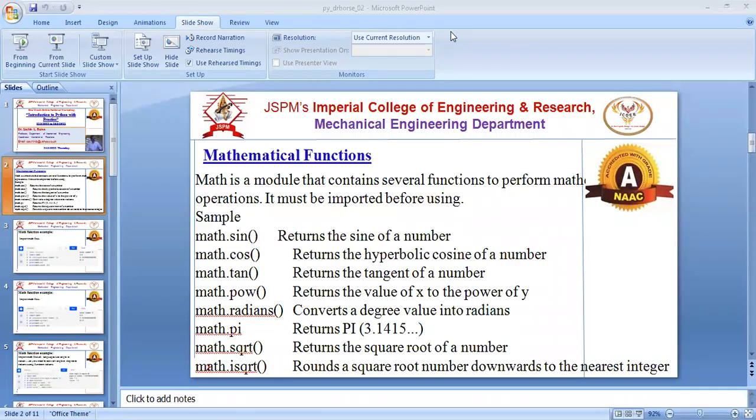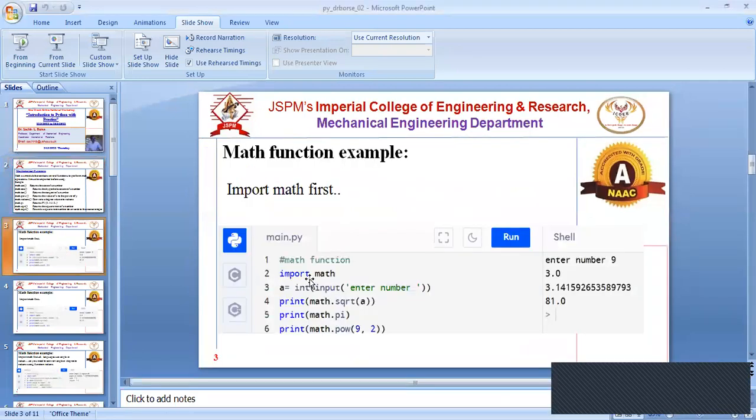Now here we want to use mathematical functions. In Python, if you want to use mathematical functions, then we need to include math. Okay. So if you see here in my slide program, what you have to do is, like in other languages we say include, but here we have to say import, import space math.